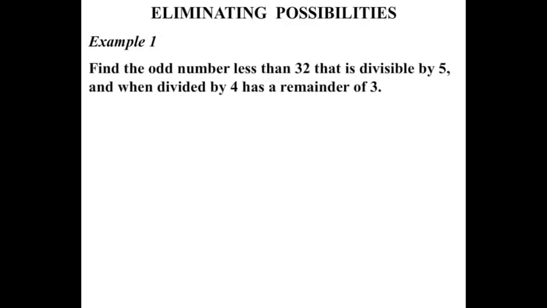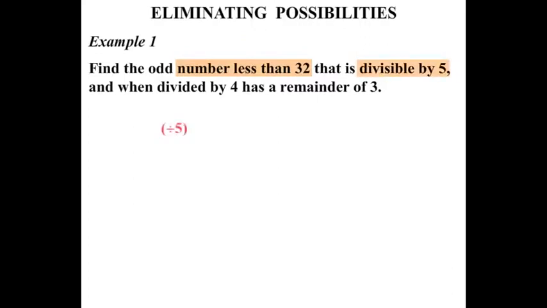Now in this lesson we work on problem solving by eliminating possibilities. Example 1. Find the odd number less than 32 that is divisible by 5 and when divided by 4 has a remainder of 3. Well, we're considering numbers less than 32 that are divisible by 5 to start with.